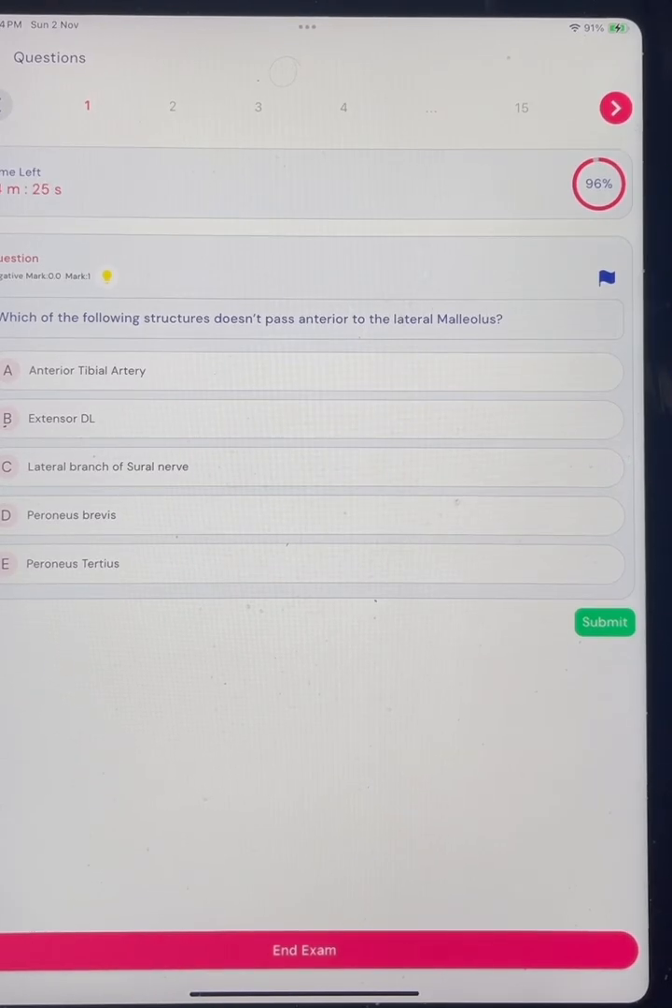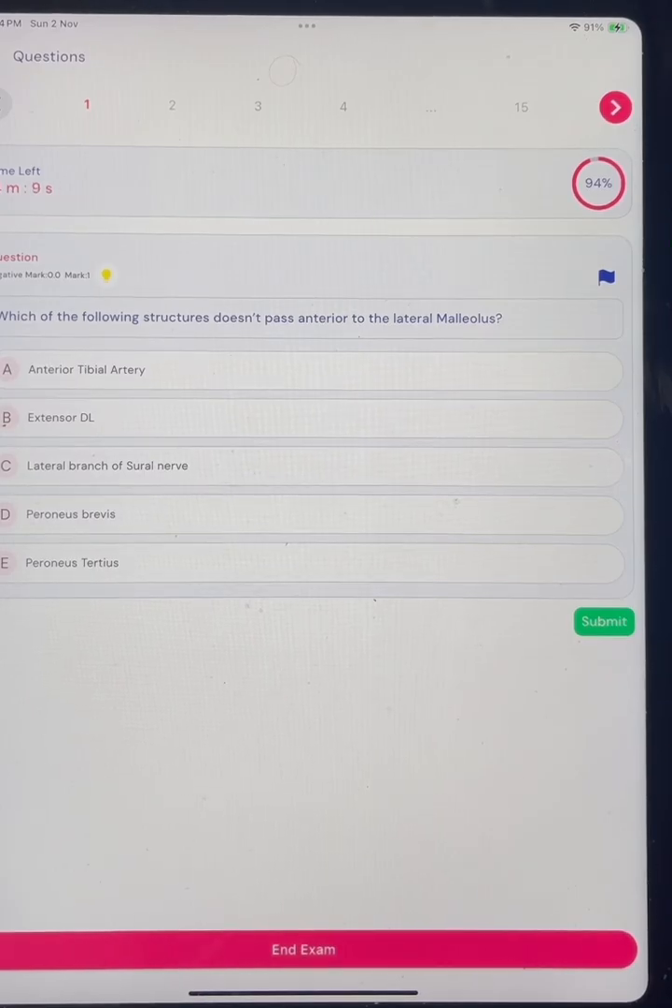Peroneus longus and brevis passes. Anterior tibial artery is definitely... Which of the following structures does not pass lateral?